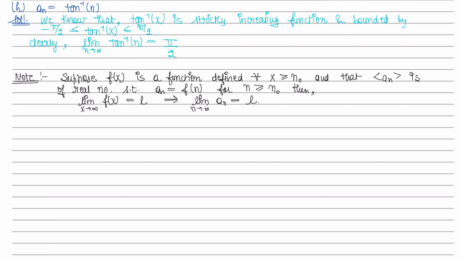What this note says is that if we have a function which is defined for all the values of x except some points, and that sequence an is a real sequence such that an is equals to that function f of n, and it is also defined for all the values of n after n naught, then if we take the limit of f of x at x tends to infinity, it will be same as the limit n tends to infinity of an.